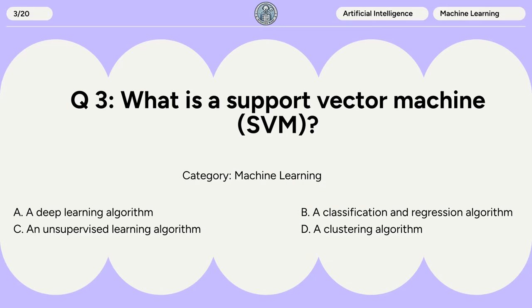Question 3. What is a support vector machine? A. A deep learning algorithm. B. A classification and regression algorithm. C. An unsupervised learning algorithm. D. A clustering algorithm.